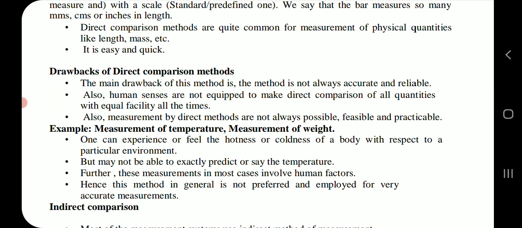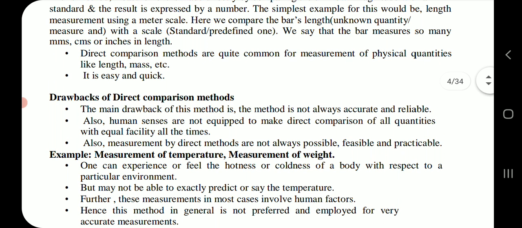Drawbacks of direct comparison methods. The main drawback of this method is that it is not always accurate and reliable. Also, human senses are not equipped to make direct comparison of all quantities with equal facility all the time. Also, measurement by direct methods is not always possible, feasible, and practicable.